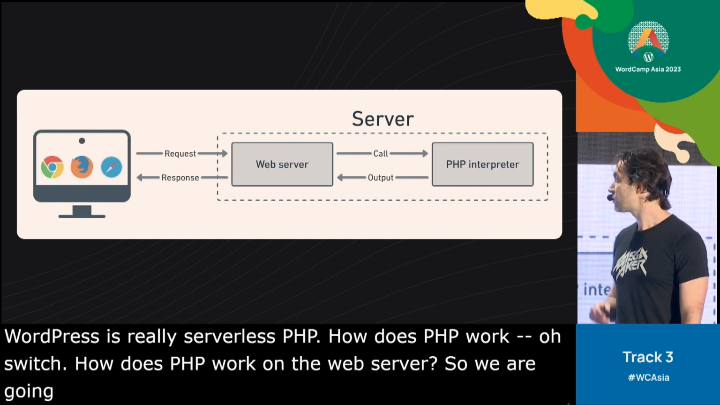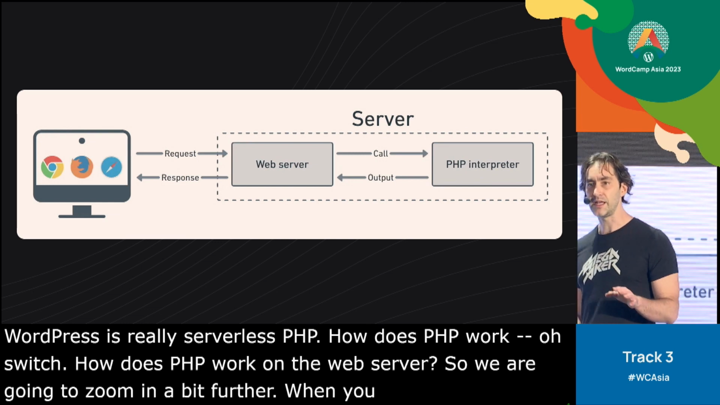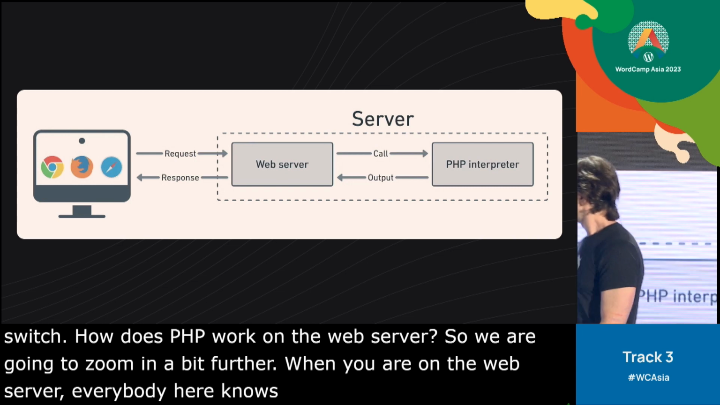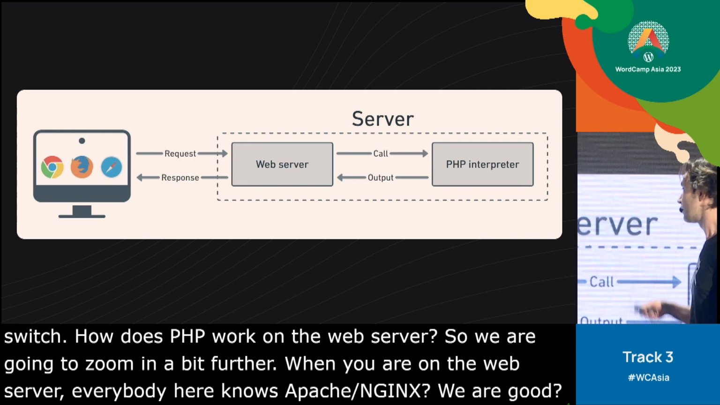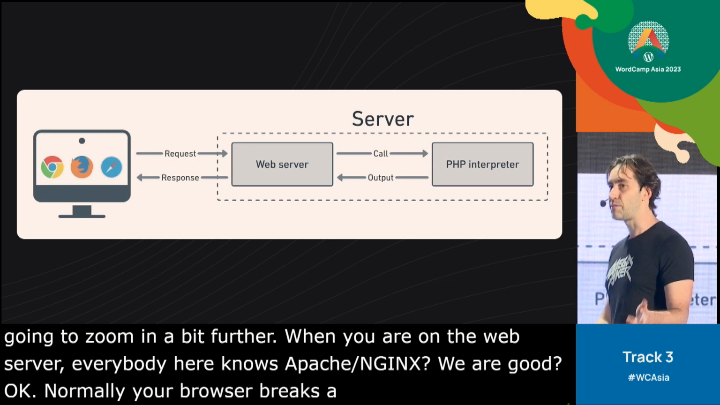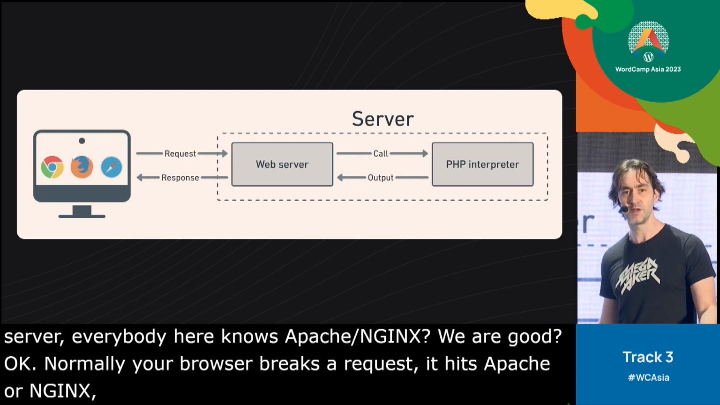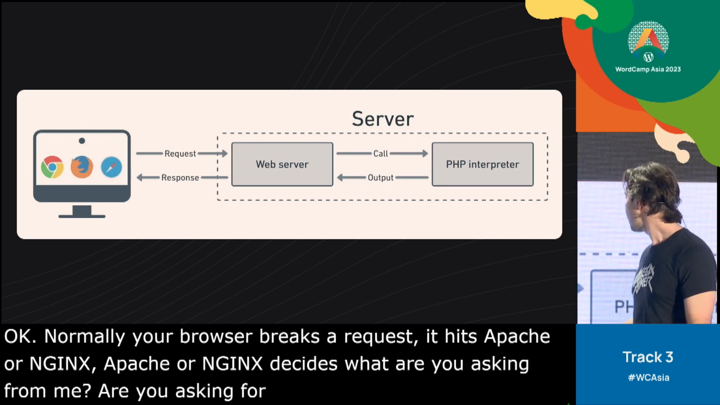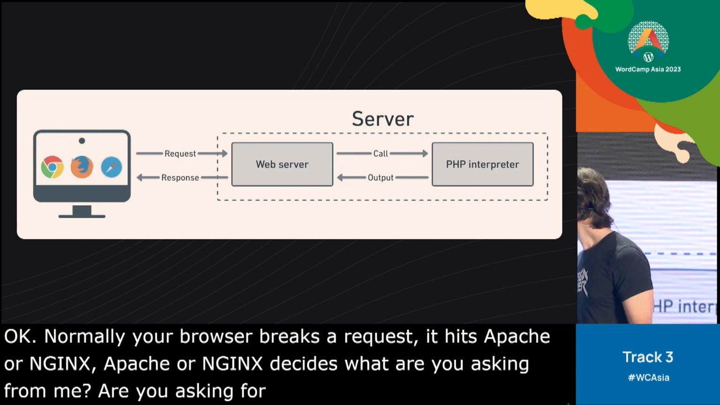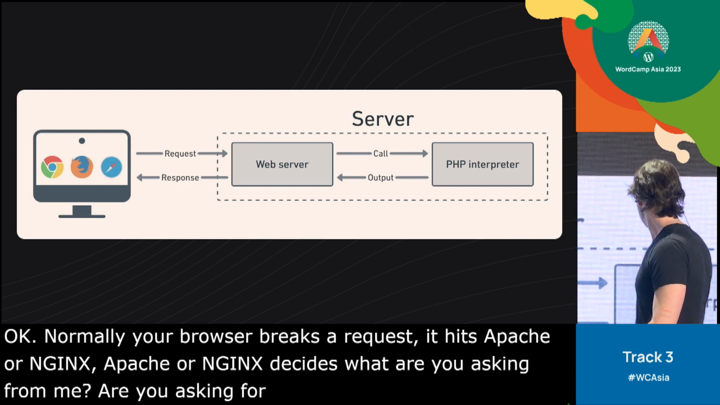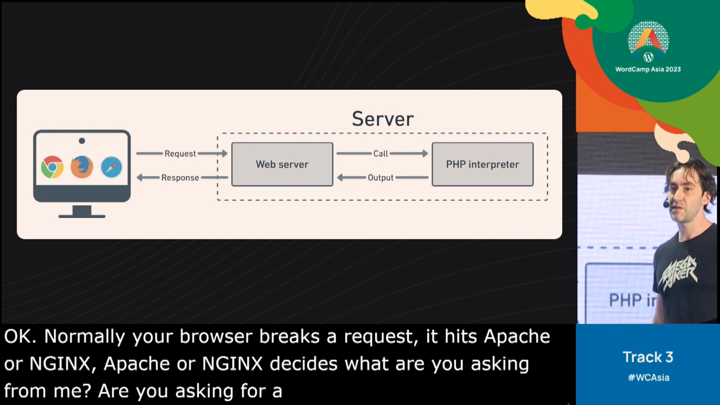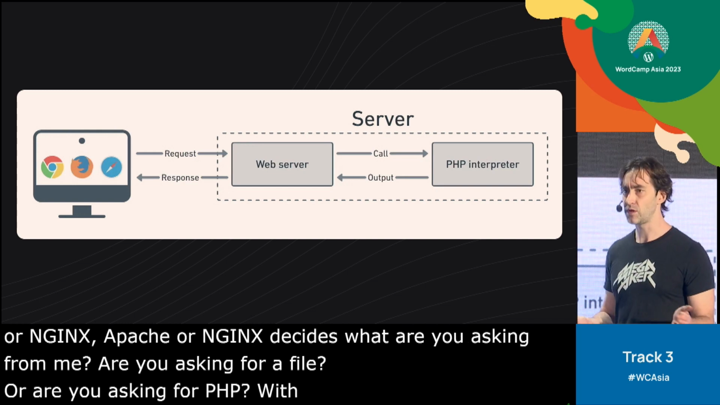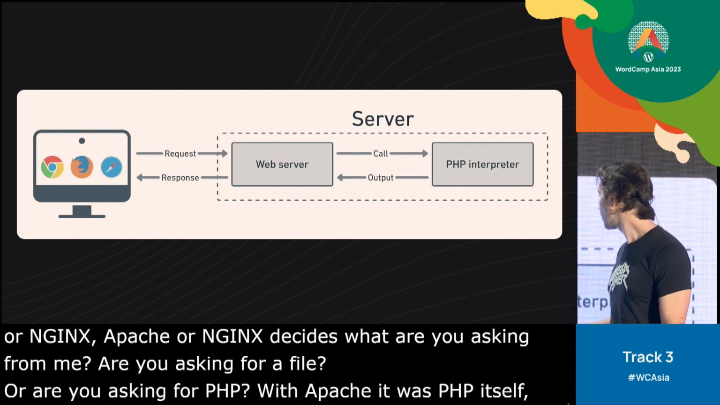When you're on the web server, everybody here knows Apache, Nginx. We're good? Okay, cool. So normally your browser makes a request. It hits Apache or Nginx. Apache or Nginx decides, okay, what are you asking me for right now? Are you asking me for a file? Are you asking me for PHP? If it determines that it's asking for PHP, it makes a call to the PHP interpreter. If you're with Apache, it used to be just PHP itself. If you're with Nginx, which most people are now, it's PHP-FPM that you call. But the idea is the same.